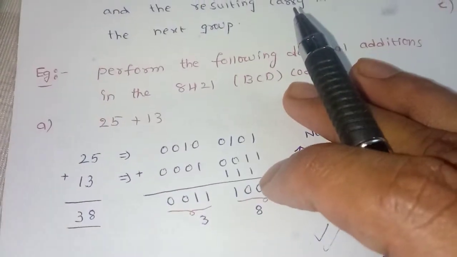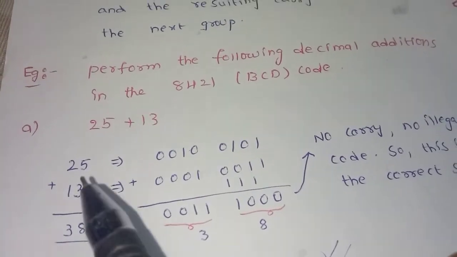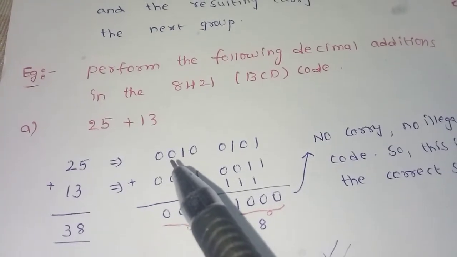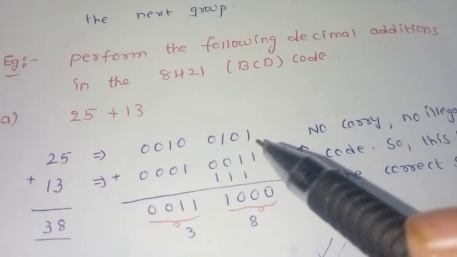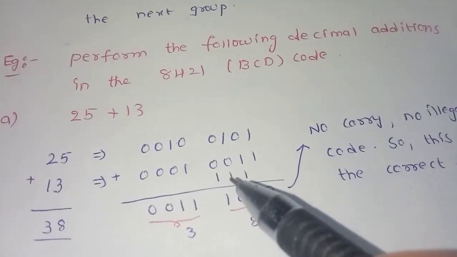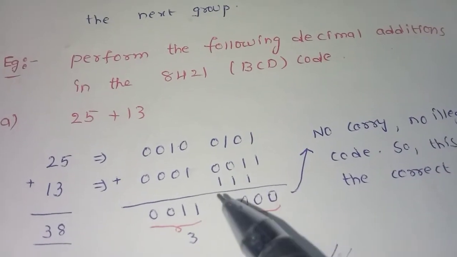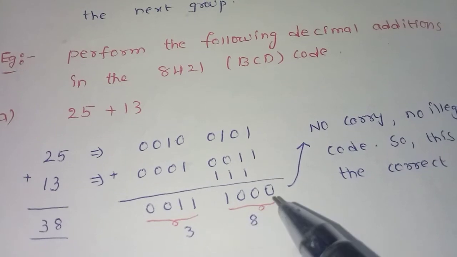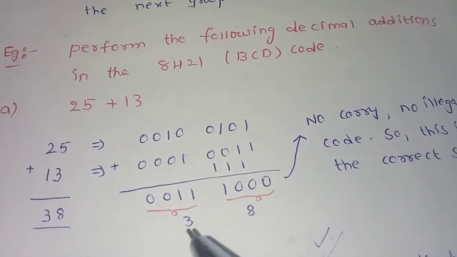Now look at some examples. 25 plus 13, which we know is 38. Now 25 is expressed in BCD like this and 13 is expressed in BCD like this. If you perform addition: sum 0 carry 1, sum 0 carry 1, sum 0 carry 1, then 1 1 0 0. There is no carry and the sum term is a legal code. There are no illegal codes. That's why there is no need of correction here, which gives 38.